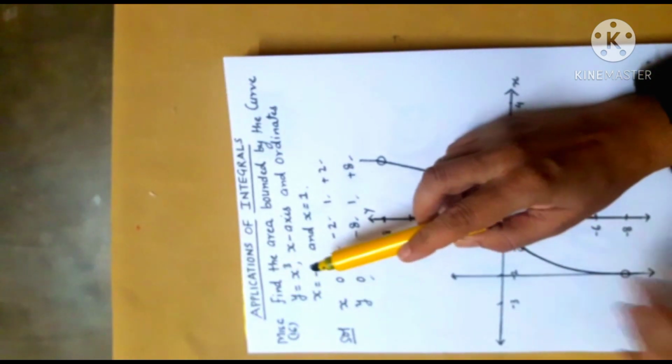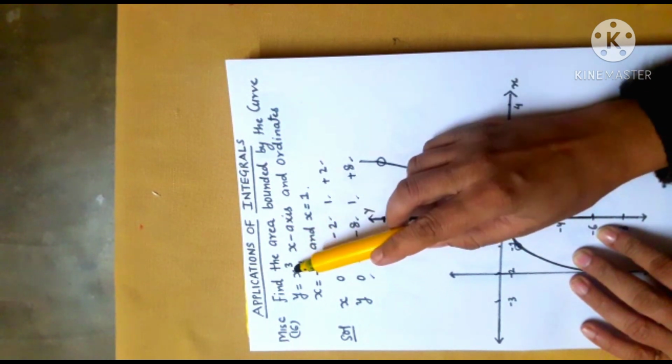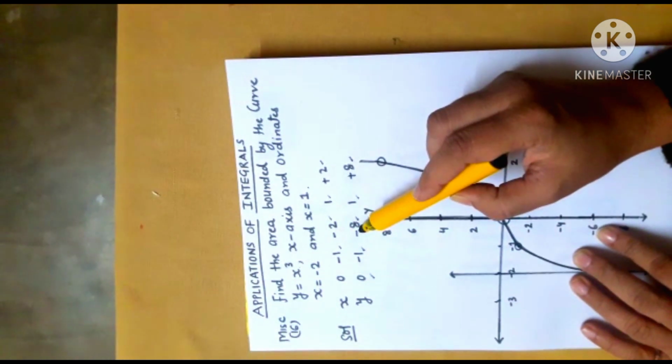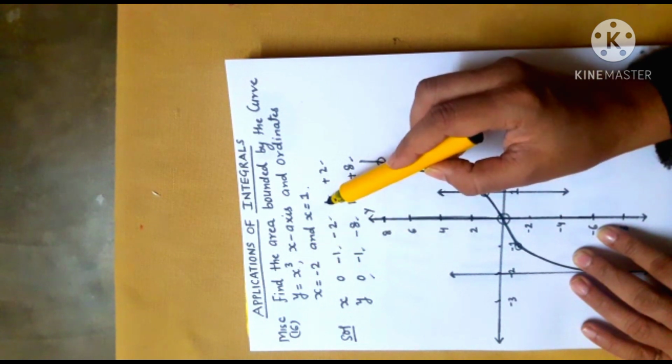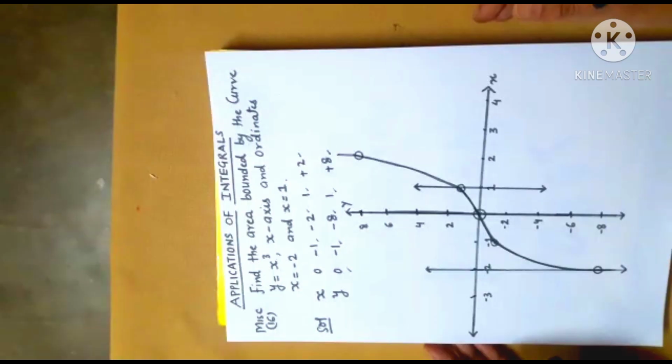When x is 0, y will be 0. When x is negative 1, y will be negative 1. When x is minus 2, y will be minus 8. When x is 1, y will be 1. When x is 2, y will be 8. So now we will plot these ordered pairs.